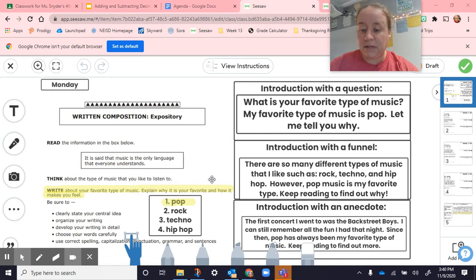Again, just an example of how I could change this. I was talking in class about ice cream, so I could change it. There are so many different types of ice cream that I like, such as chocolate, vanilla, and Rocky Road. However, cookies and cream is my favorite type. Keep reading to find out why. There are so many different things that I like about 4th grade, such as blank, blank, and blank. However, blank is my favorite thing in 4th grade. Keep reading to find out why. So whatever your topic is, use the structure: there are so many different types of your topic, such as blank, blank, and blank. However, blank is my favorite.